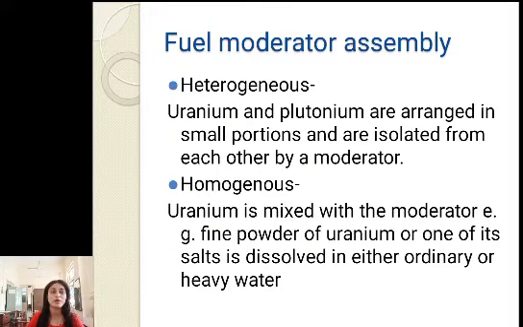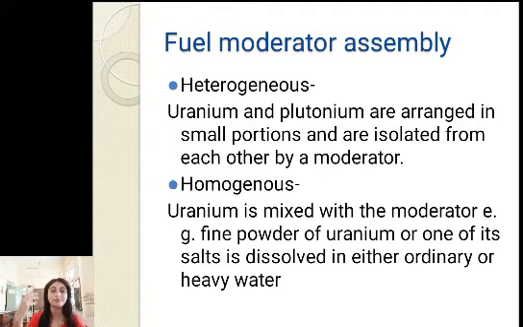Now, the fuel and moderator assembly. This assembly of fuel and moderator is either heterogeneous or homogeneous. Heterogeneous means, suppose I have uranium, which is fuel, and plutonium, arranged in small portions and isolated from each other by moderator. We are using uranium and plutonium and they are separated by moderator material. Then it is called heterogeneous.